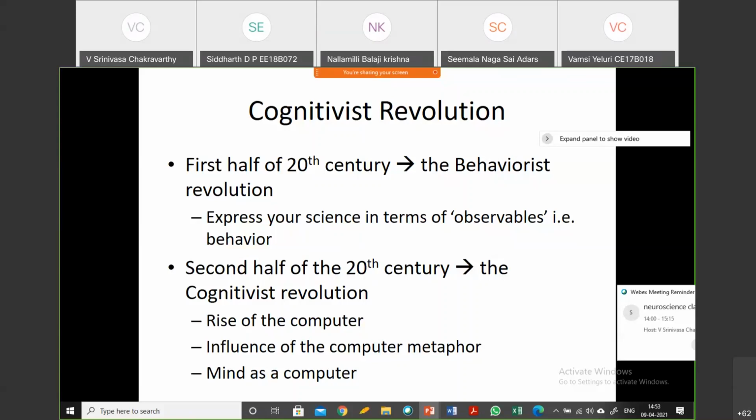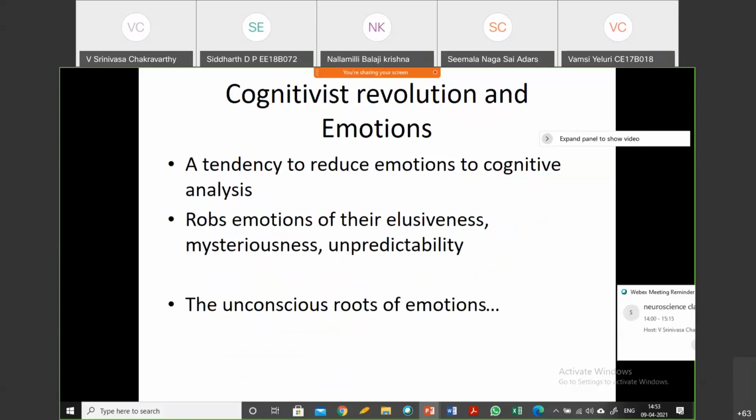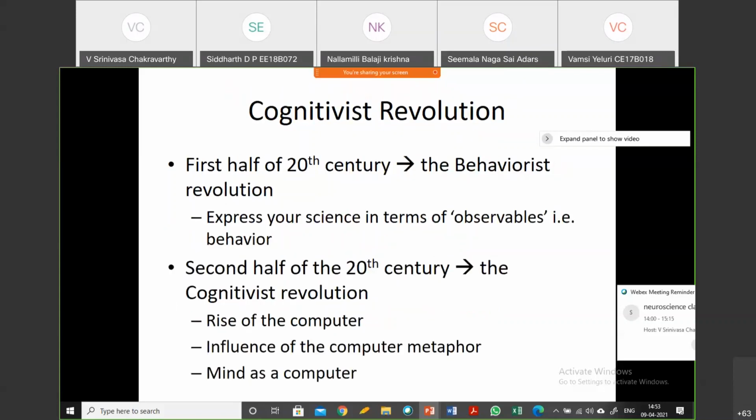In the second half, in the middle of the 20th century, it saw the rise of the computer, right? Because in the 40s is the time when the first major computers were beginning to be used during World War II and all that. So that was the beginning of the rise of the computer. Then the computer metaphor became quite popular when people tried to understand mind. People thought mind is like a big computer, brain is like a big computer. We also saw that in other classes, right? So that is called the cognitivist revolution, right?